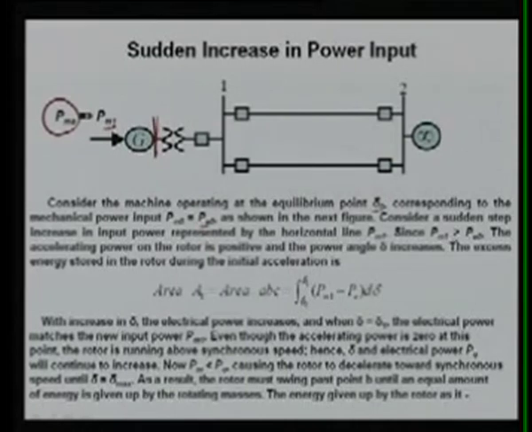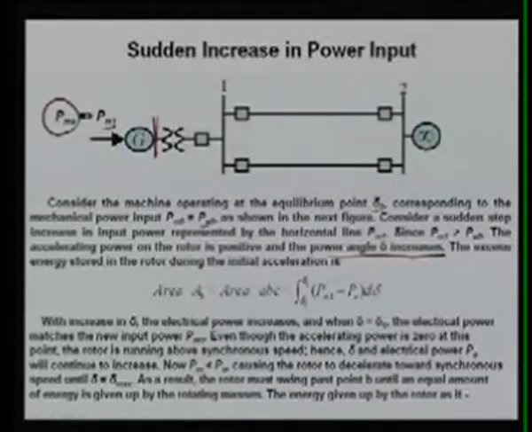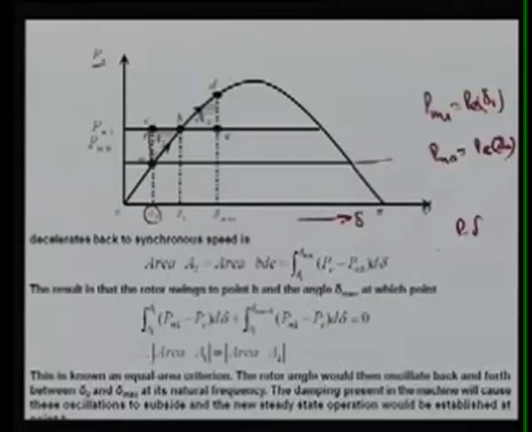Since PM1 is greater than PE1, the accelerating power on the rotor is positive because you have increased PM. At that point your P was P0. So once you increase PM, your machine will accelerate, because if PM is more than P, as I showed you in previous slides, it will be accelerating. So your power angle delta will increase, here your delta will be increasing like this. So it is increasing.